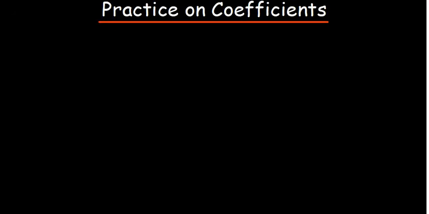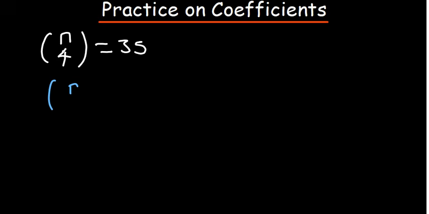So the first question is you need to find the value of n. Okay, so find the value of n when you have n choose 4, given that it's equal to 35. Find the value of n. And then for the next one, you need to prove that n plus 2 choose 4 is equal to 6 times n choose 2.